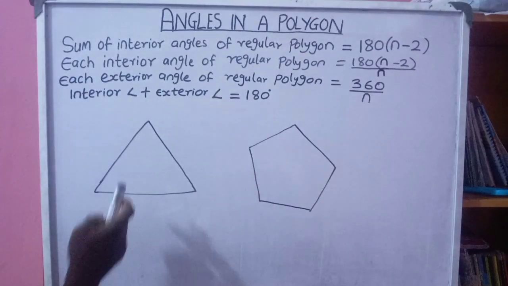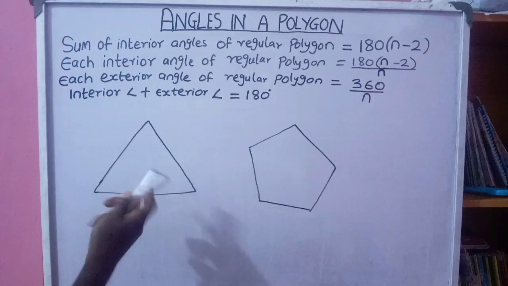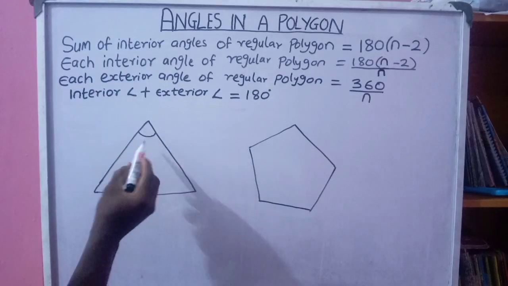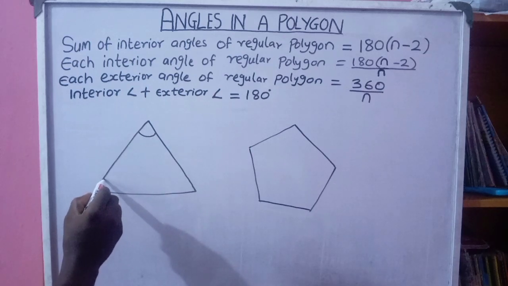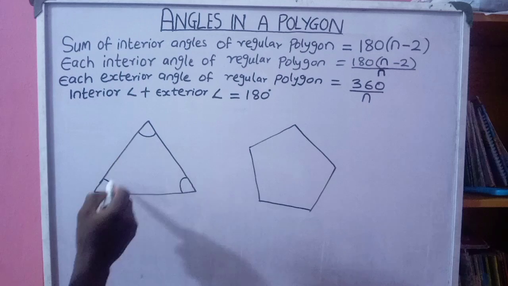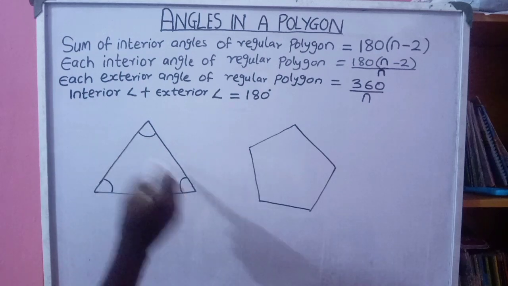You can see the triangle here. The interior angles of this triangle are these various angles here. This is what we call the interior angle. Interior means inside. The inner angle, that's interior.